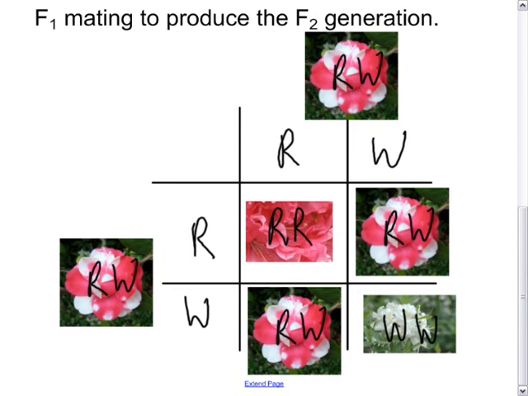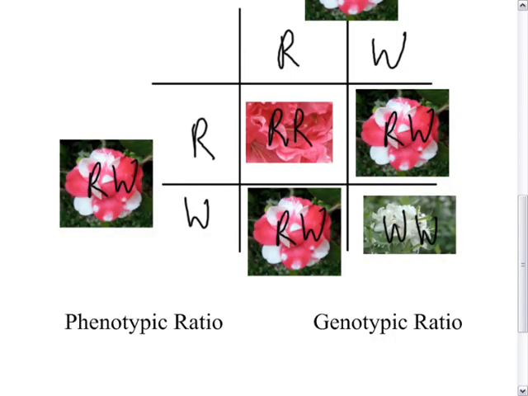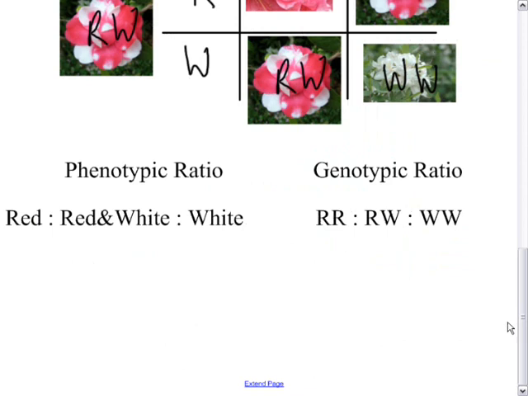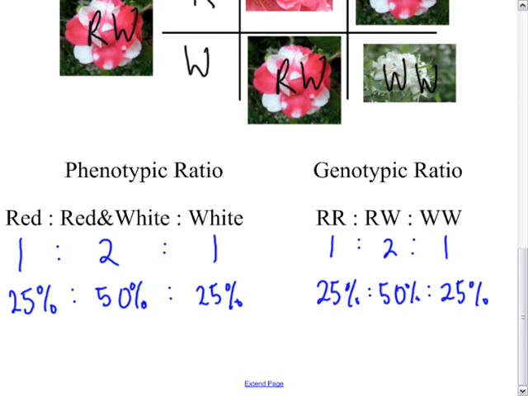Now attempt to give both the phenotypic and genotypic ratio for this cross. For the phenotypes, we have red, red and white, and white. And for the genotypes, we have double R, RW, and double W. For each of these types, then, what are our fraction ratios or our percents? Well, the number of red flowers is 1, red and white 2, and white 1. So we have a 1-2-1 ratio for our phenotypic ratio, and a 1-2-1 ratio for our genotypes as well, expressed as a percent. Notice that the phenotypic and genotypic ratios are the same. This is common in codominance, as each variation, whether you're homozygous or heterozygous, has a different phenotype.